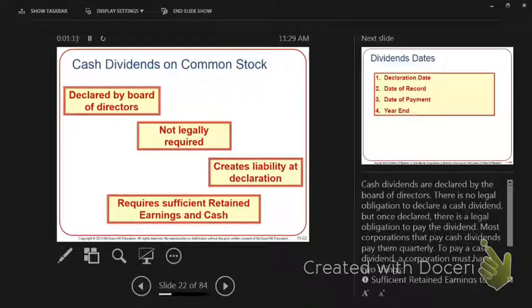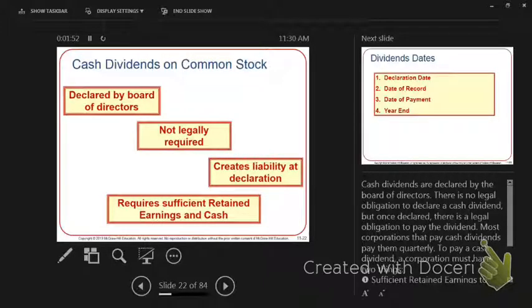For example, a company might say on November 1st, we're going to pay a dividend to everyone that owns our stock on 12/15, and we're going to pay it on January 31st. Right? So it's declared by the board of directors. The board of directors is who decides it's going to pay it. Once they say it, we create the liability, and you have to make sure you have enough retained earnings, because that's where dividends come from. If you do not have enough retained earnings, you cannot pay a cash dividend. As soon as we go over these journal entries, we'll talk about the other kinds of dividends you can pay if you don't have enough money.